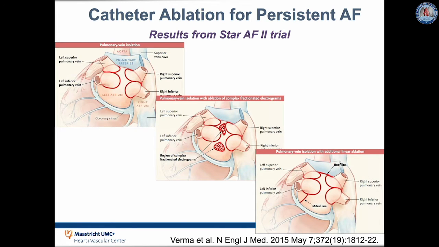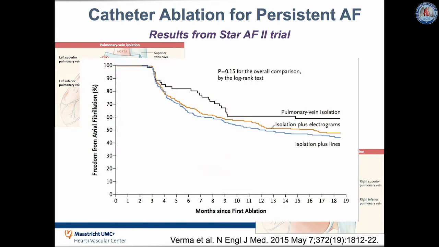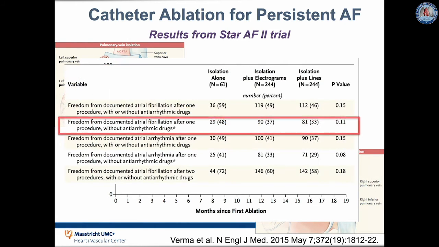Catheter ablation is very successful in the treatment of patients with paroxysmal AFib, but far less in patients with persistent AFib. These are results of the STAR-AF2 trial, randomizing patients with persistent AF between pulmonary vein isolation alone, pulmonary vein isolation plus ablation of complex fractionated atrial electrograms, and pulmonary vein isolation in combination with linear lesions. And as you can appreciate from this Kaplan-Meier curve, there is no difference in outcome between the three strategies, and the results at 18 months are quite disappointing.